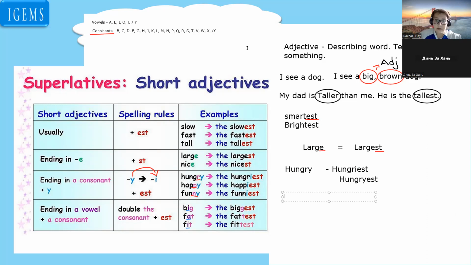So big will become bigger and then biggest. Okay, so it still gets the EST, but we double that letter. So here it's one B, but then we go to two B's. With fat, it'll be two T's and then fatter, and then fattest. So we double the consonant. Do you understand? Yes. Okay, very good.